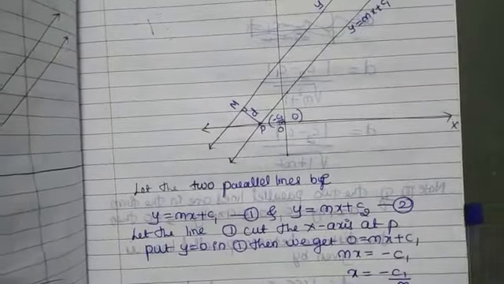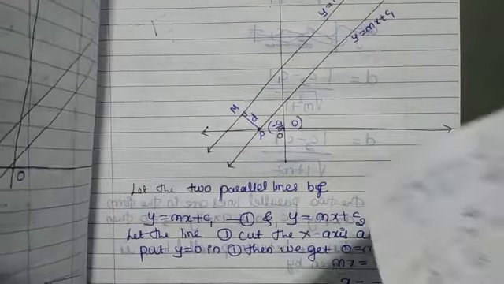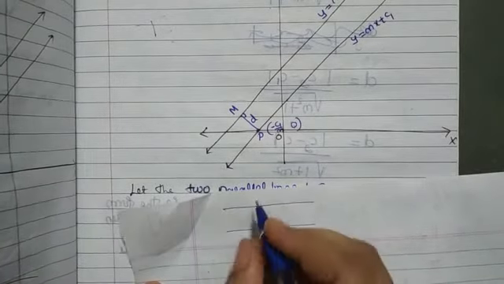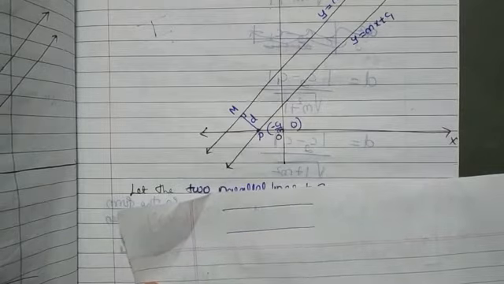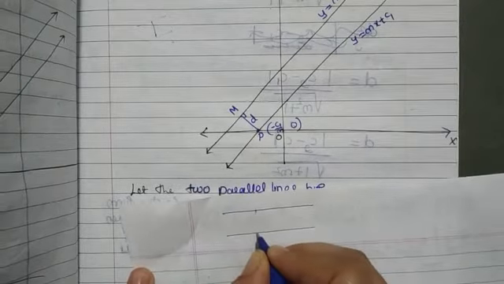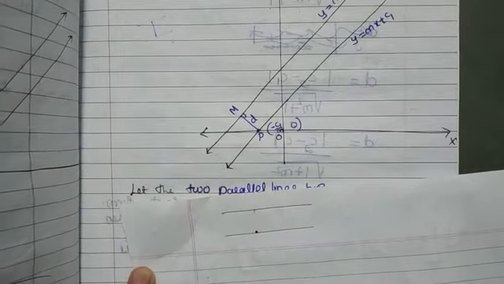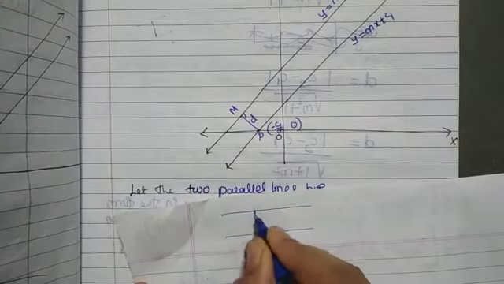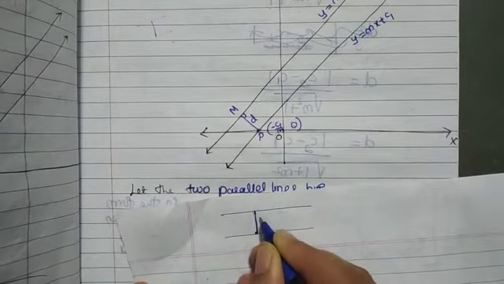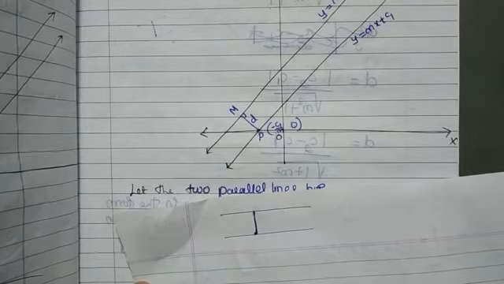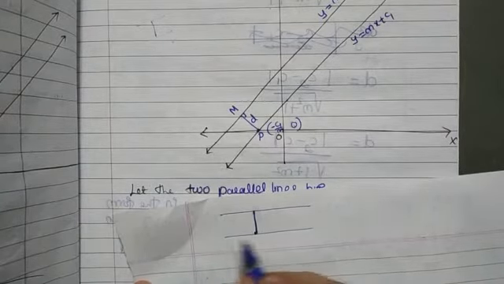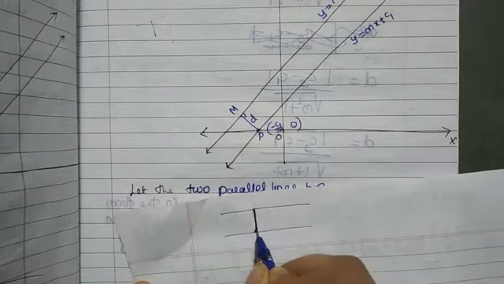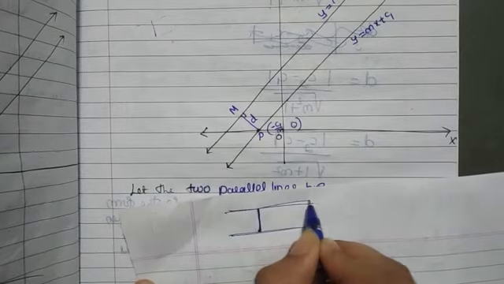Next we are going to derive the distance between two parallel lines. So we know that if two lines are parallel, then how to find the distance between these two lines? So here what you do is, consider a point on some line and draw a perpendicular. The length of this perpendicular will give the distance between two parallel lines. That is, the distance between two parallel lines is nothing but the length of the perpendicular from any point on one line onto the other line.